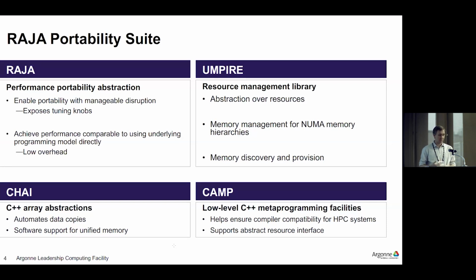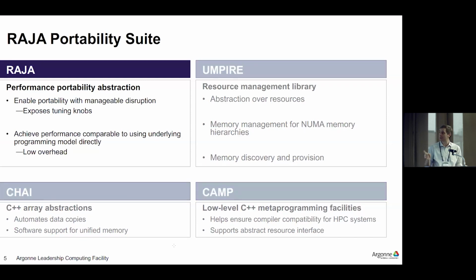Then there's CHAI, which is a C++ array abstraction that gives you software support for unified memory. And then Camp provides low-level metaprogramming facilities, like tuple and some baseline resources. This gets used by the other projects. It's like a common core underneath. I will talk a little bit about Camp, but for the most part, I'm going to be focusing on RAJA.